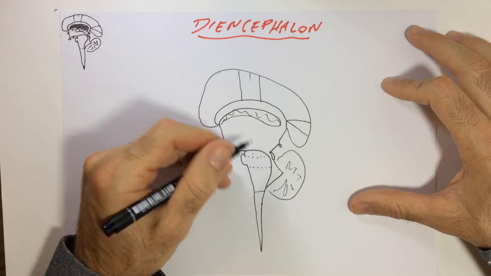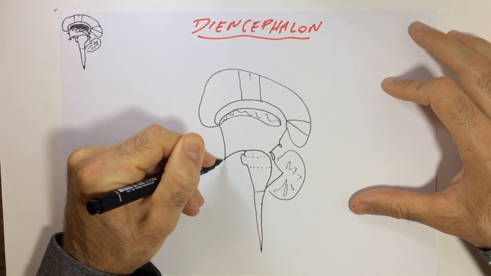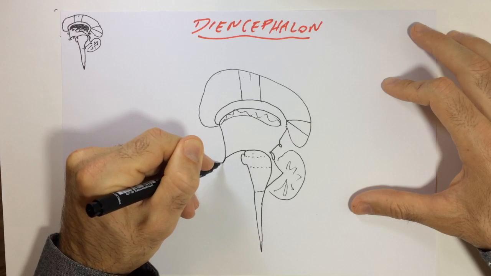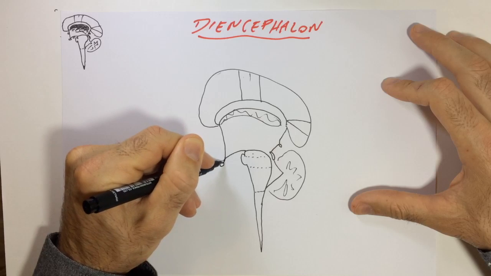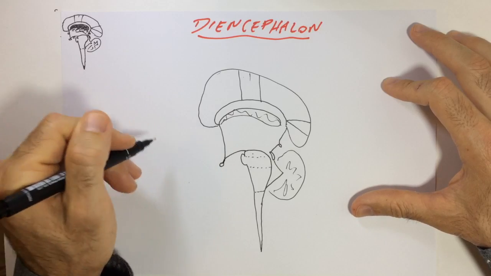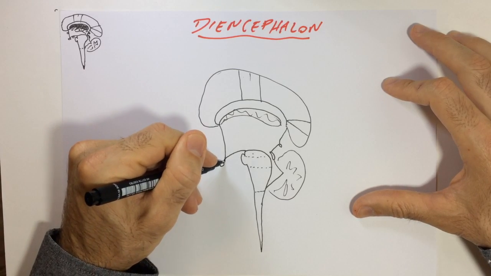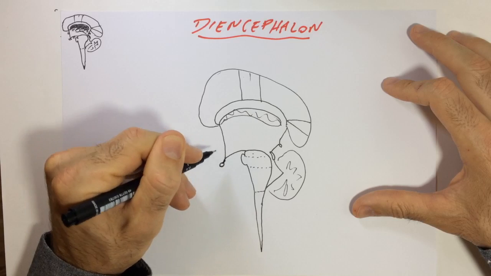So there are many different structures here. So we can start by adding two different structures. So this structure here that is called infundibulum. No worries about the names right now. I'm gonna write everything down in a little while. So infundibulum and the hypophysis.